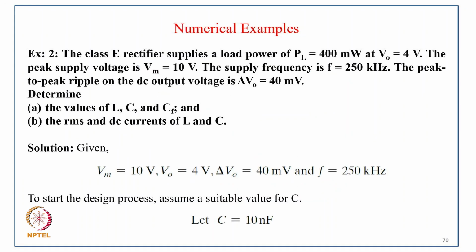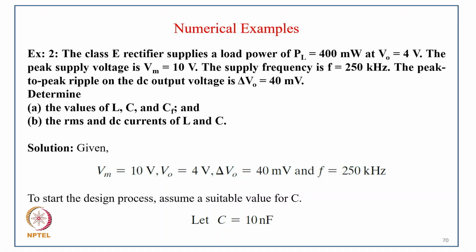So coming to example 2: the class C rectifier supplies a load power of PL equal to 400 milliwatt at V0 equal to 4 volt, and the peak supply voltage is VM equal to 10 volt, and the supply frequency F equal to 250 kHz, and the peak to peak ripple on the DC output is delta V0 equal to 40 millivolt. Determine the value of L, C and CF and the RMS and DC current of L and C. So, solution: given VM equal to 10 volt, V0 equal to 4 volt, delta V equal to 40 millivolt, and F equal to 250 kHz.